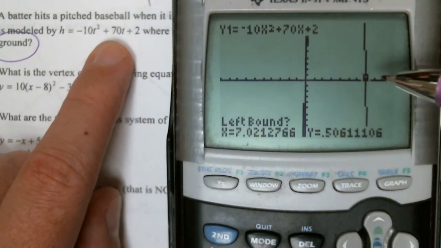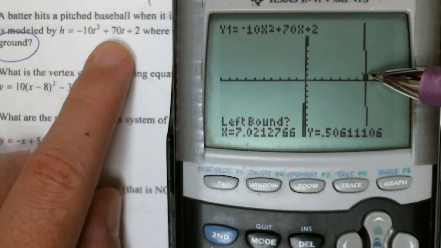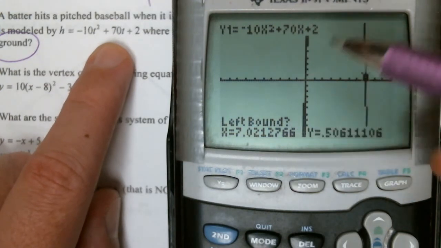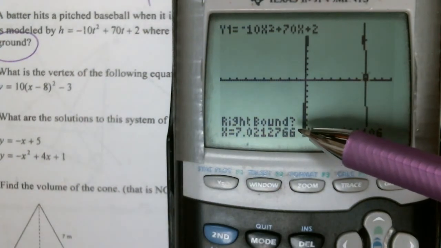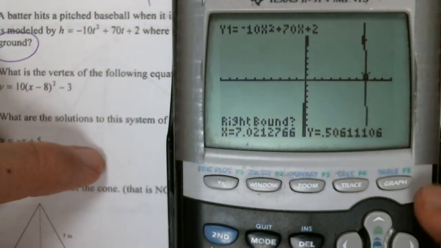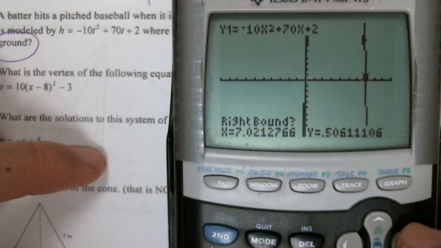Okay, there he is. Now technically, he is above the x-axis, so he's a little bit above it. So I've got my left bound, so I press enter. Now my calculator says, okay, Mr. Manise, I need you to move Mr. Spidey to the right. So I'm just going to go one click to the right, guys, just one click.